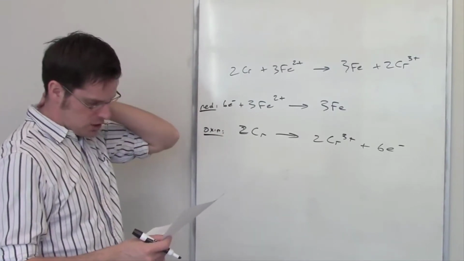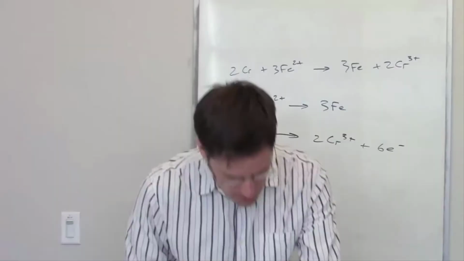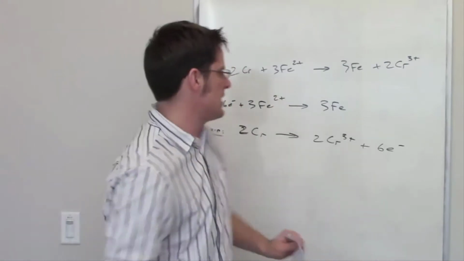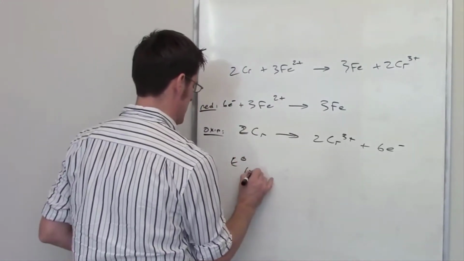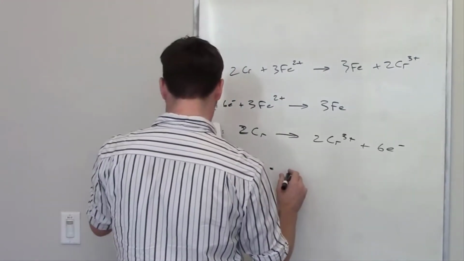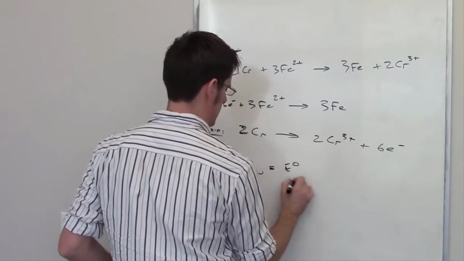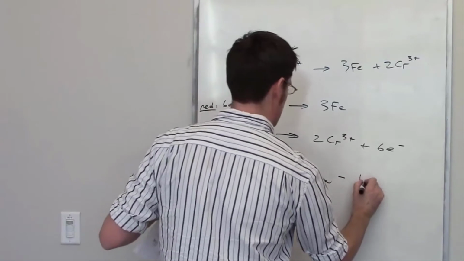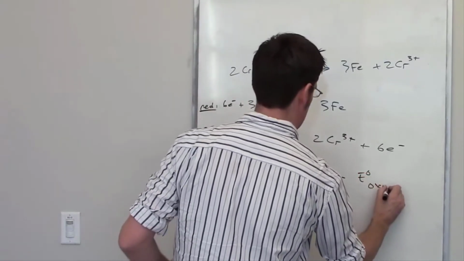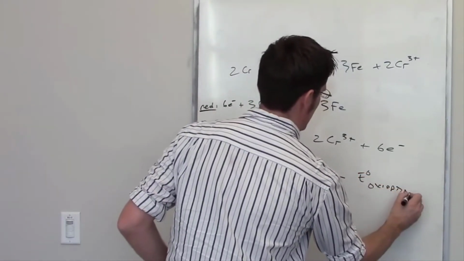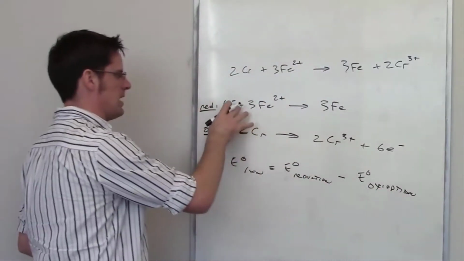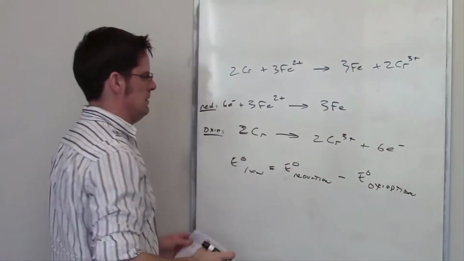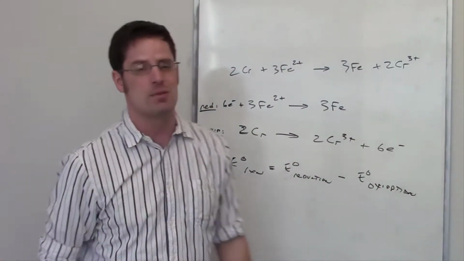Now, in order to determine the standard cell potential for this, all I need to do is remember that the standard cell potential is going to be equal to the cell potential of reduction minus the cell potential of oxidation. So if I can find actual cell potentials or EMFs for each of these steps, I can throw them into this equation, and done.